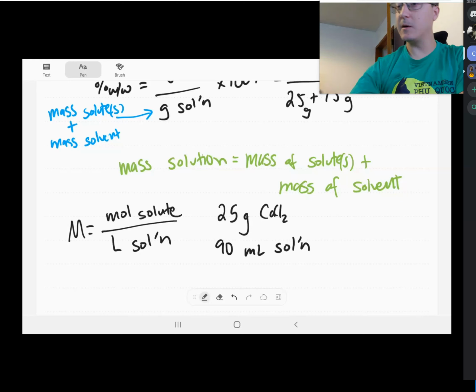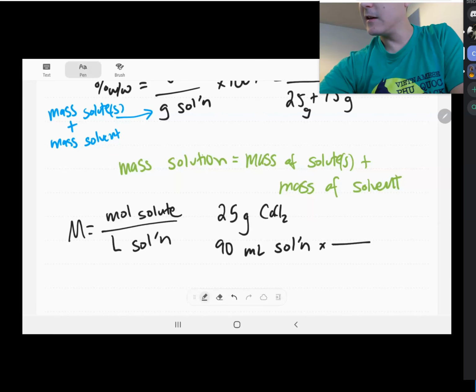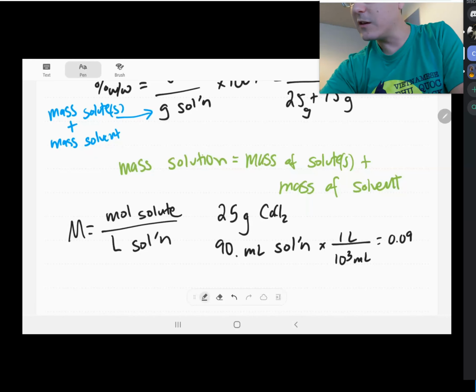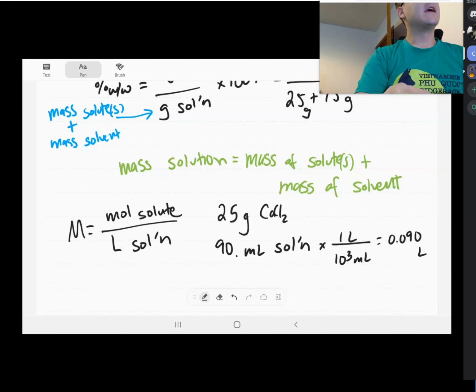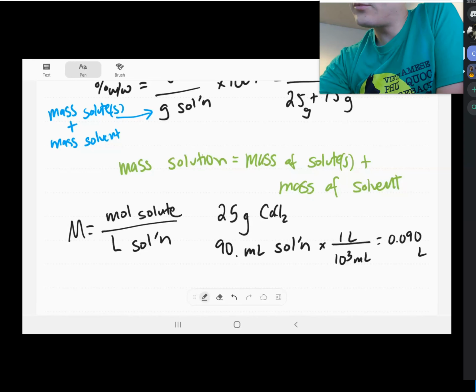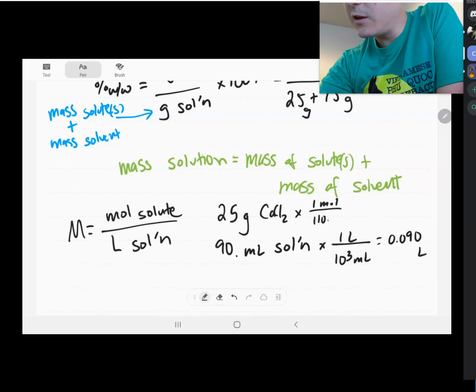Yeah, for sure. So this one, we can say it's 1 liter over 10 to the third mLs, which gives us 0.09. Here, you're right, let's give it some sig figs. Yes, exactly. And then for the grams to moles, we're going to have to bust out our periodic tables, or if we're lazy, we just bust over to Wikipedia, and we type in calcium chloride and see what the molar mass is. Okay, it's 110.98. So we know that we have 1 mole over 110.98 grams.